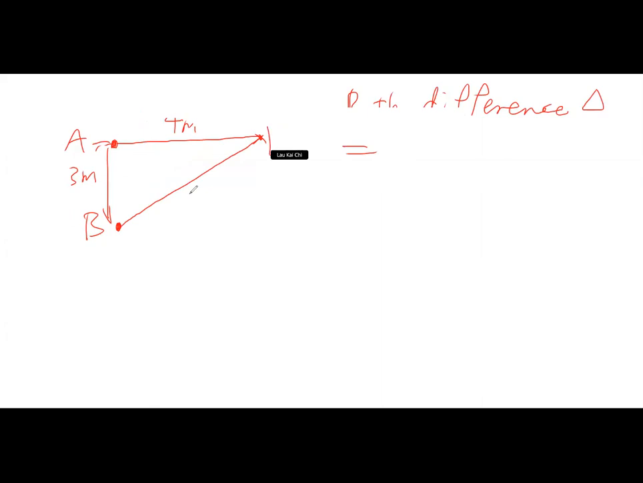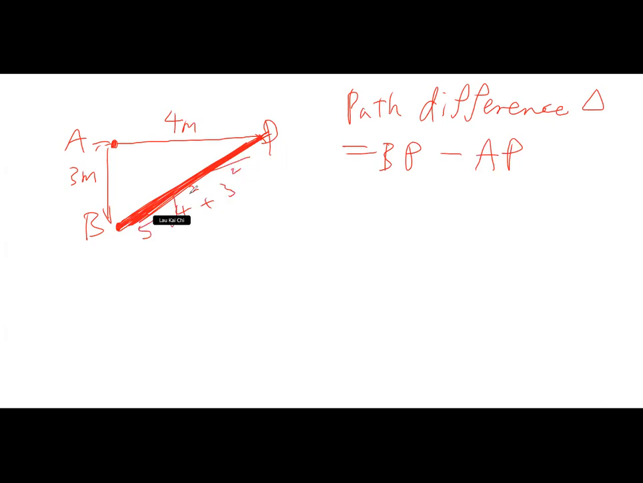So path difference would be equal to BP minus AP, right? So we need to use Pythagoras theorem to find that. Not yet. You have no idea how many lambda there. You need to find this first. BP, this length, is equal to square root of 4 squared plus 3 squared, yes, 5. So you may need to use Pythagoras theorem tomorrow. It will become 5 minus 4 equal to 1 meter.